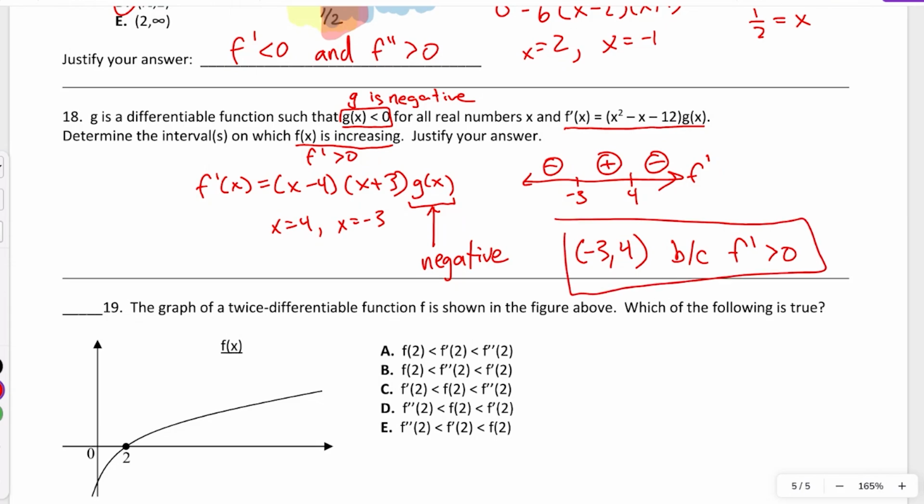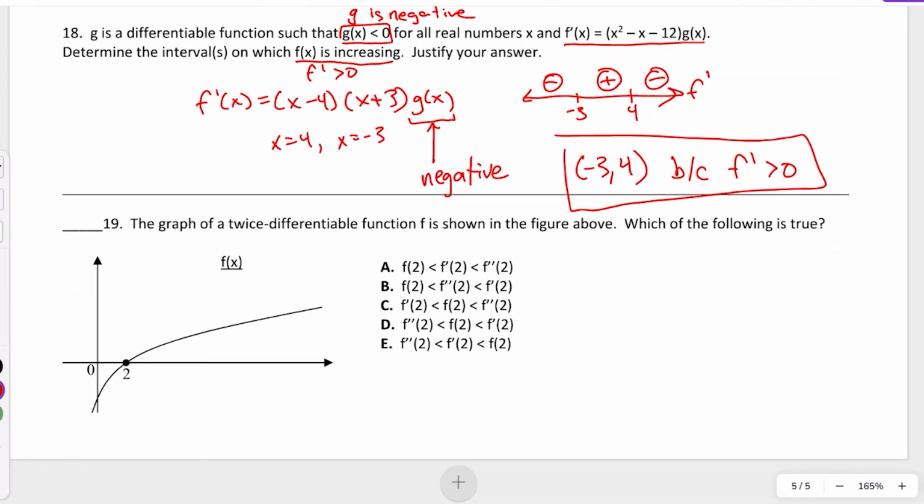And that brings us to our final question. The graph of a twice differentiable function, that just means that the second derivative exists. Yeah, maybe I should make a note of that. That's not like a big deal here. I mean, you're probably going to assume that anyway. But technically, we need to say this. So this just means that the second derivative exists. Which of the following is true?